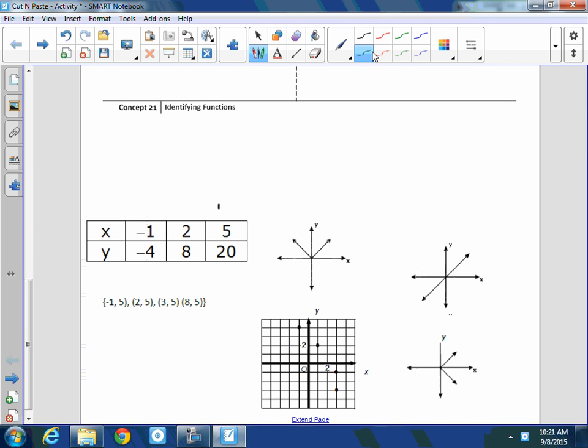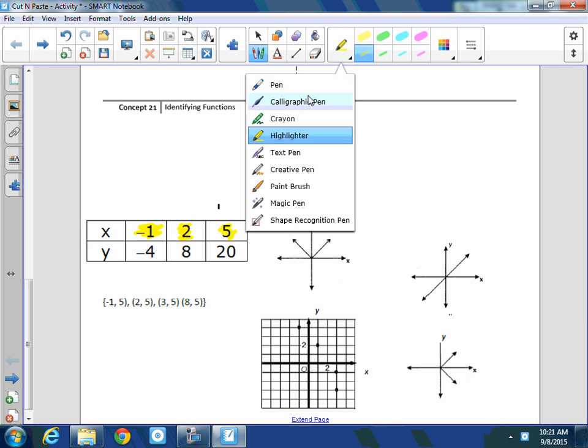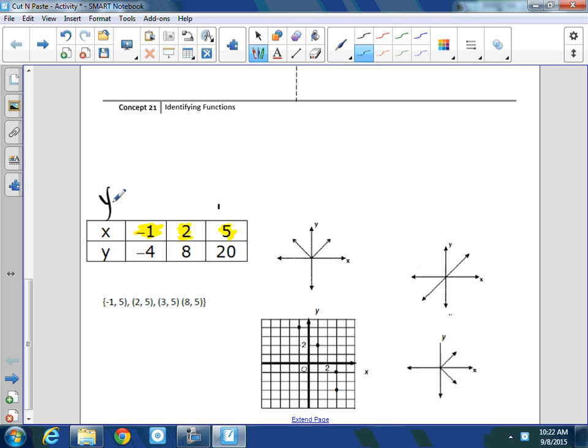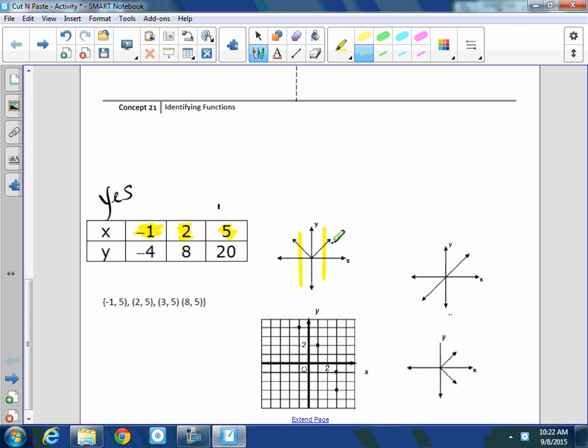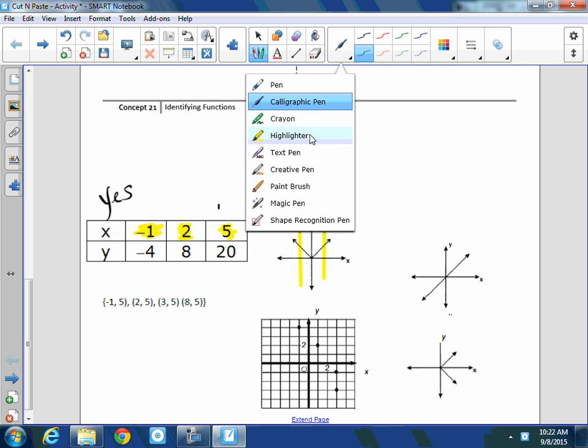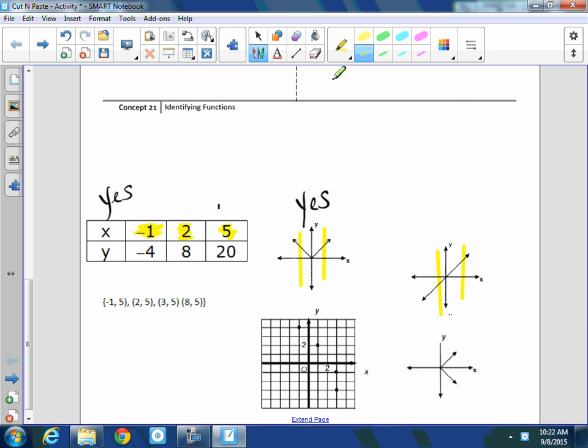Okay, so let's take a look at this table right here, x and y. Take a look at the elements in your domain. Do you have any repeats? No, you don't. So yes, this is a function. Vertical line test for this one only touches one. So yes. Vertical line test for this one as well only touches one. So that's a yes. So those three are yeses.